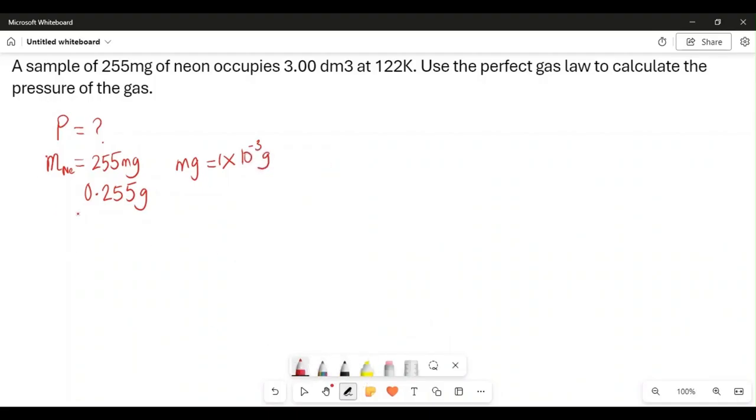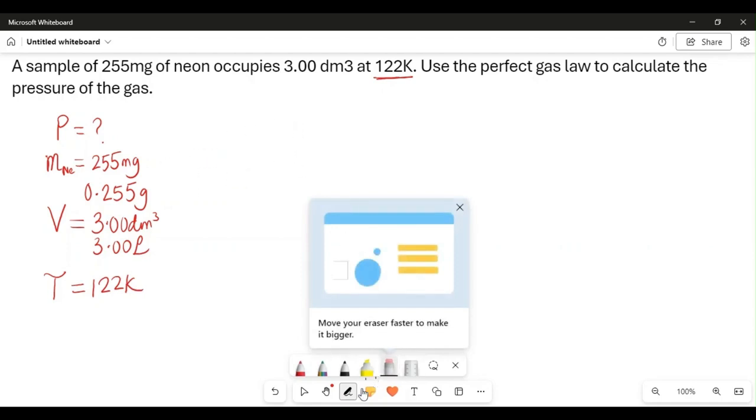Then you have the volume the sample occupies, 3.00 dm cubed, which is the same thing as saying 3.00 liters. Use the perfect gas law to calculate the pressure of the gas. Well, before that, they told us the temperature, which is T equals 122 Kelvin. So we're supposed to use the perfect gas law to calculate the pressure of the gas.